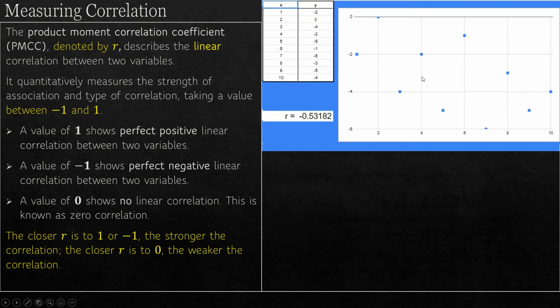In this one, you can see again they're scattered, but as the x values increase, the y values seem to be generally decreasing. So it looks like we possibly could draw a line of best fit with a negative gradient. And R here turns out to be minus 0.5. So that's moderate negative correlation. It is a small sample size. There's only 10 pairs of values here.